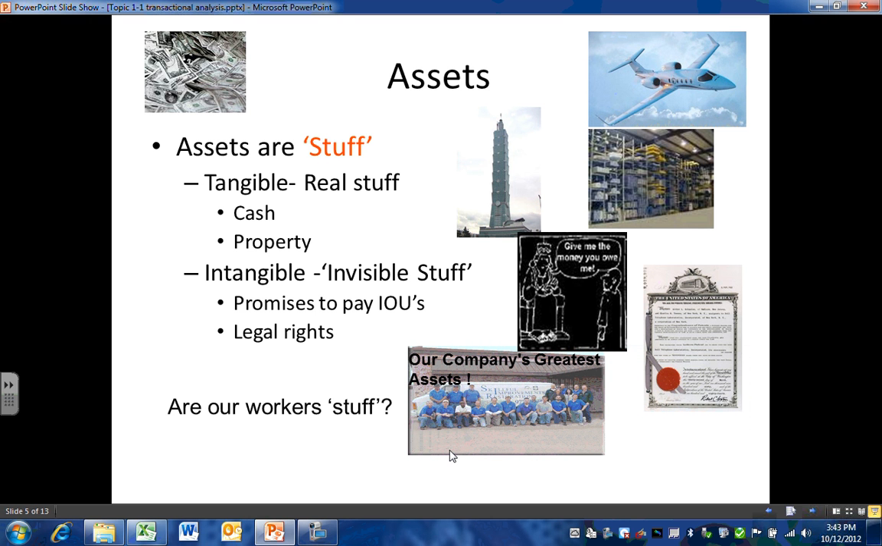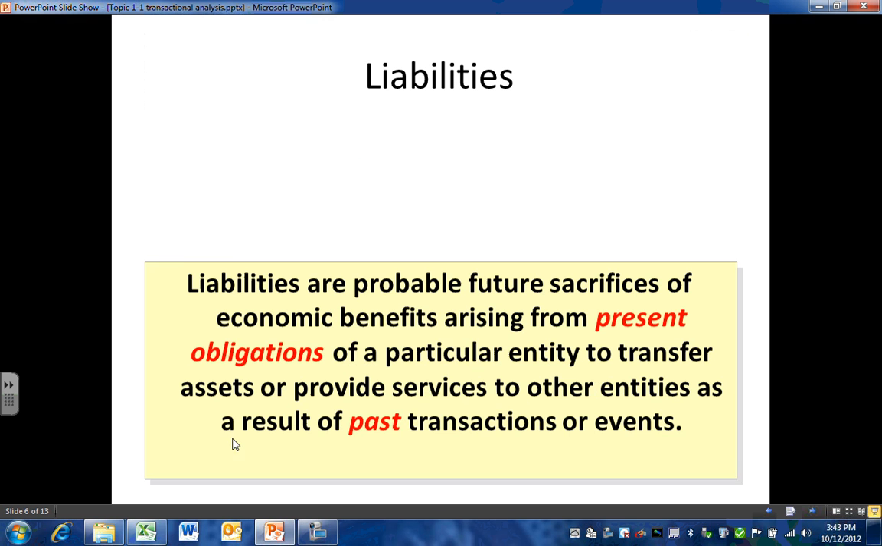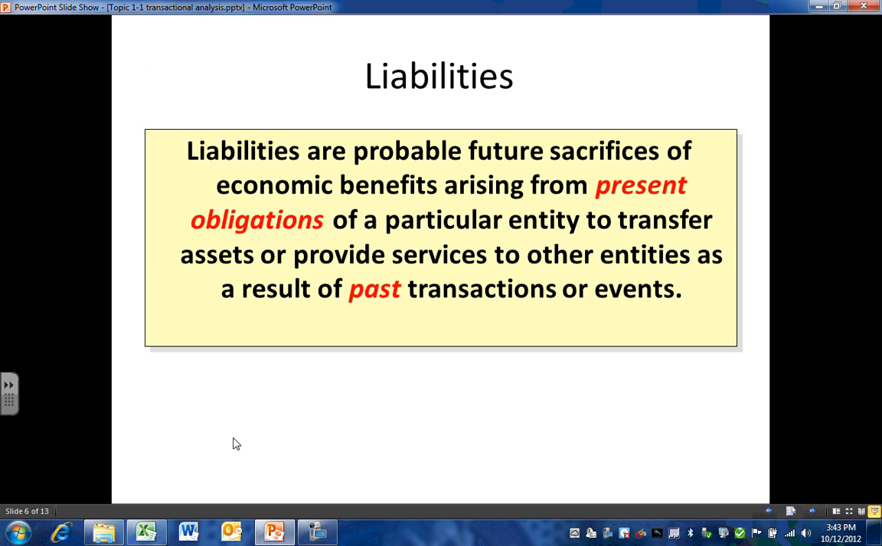All of us have been to the Christmas party where the boss gets up and says, our company's greatest assets are our workers. Well, do the workers and their knowledge show up on the balance sheet? Well, no. So we'll keep that in mind. One of the limitations of financial accounting.